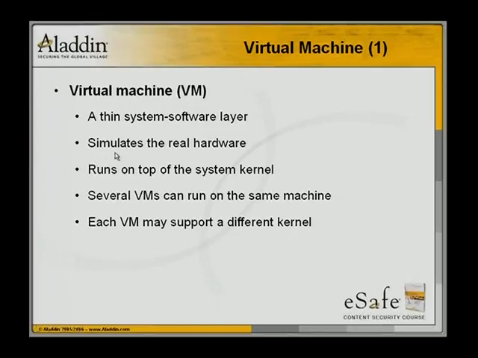I will go back now to the slides, and we'll continue with detailing what a virtual machine really is. So we said it simulates the real hardware. It runs on top of the system kernel because it's not really hardware, so it runs as a user program. Several virtual machines can run on the same machine. I can load several virtual machines. One has Windows 98, the other one has Red Hat Linux, the other one can run an eSafe virtual appliance, and even Novell or Unix or Solaris, etc. And each virtual machine may support a different kernel, because a kernel is basically a part of the specific operating system. So the Linux kernel is by far different than the Windows kernel.